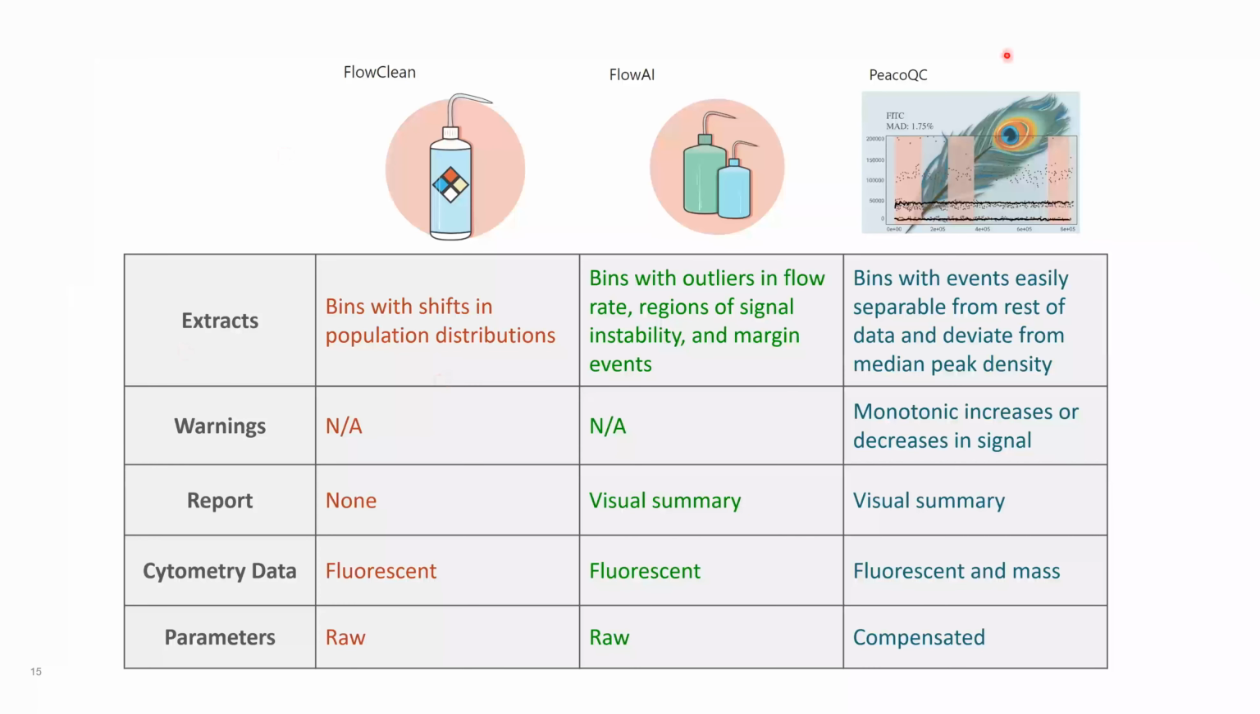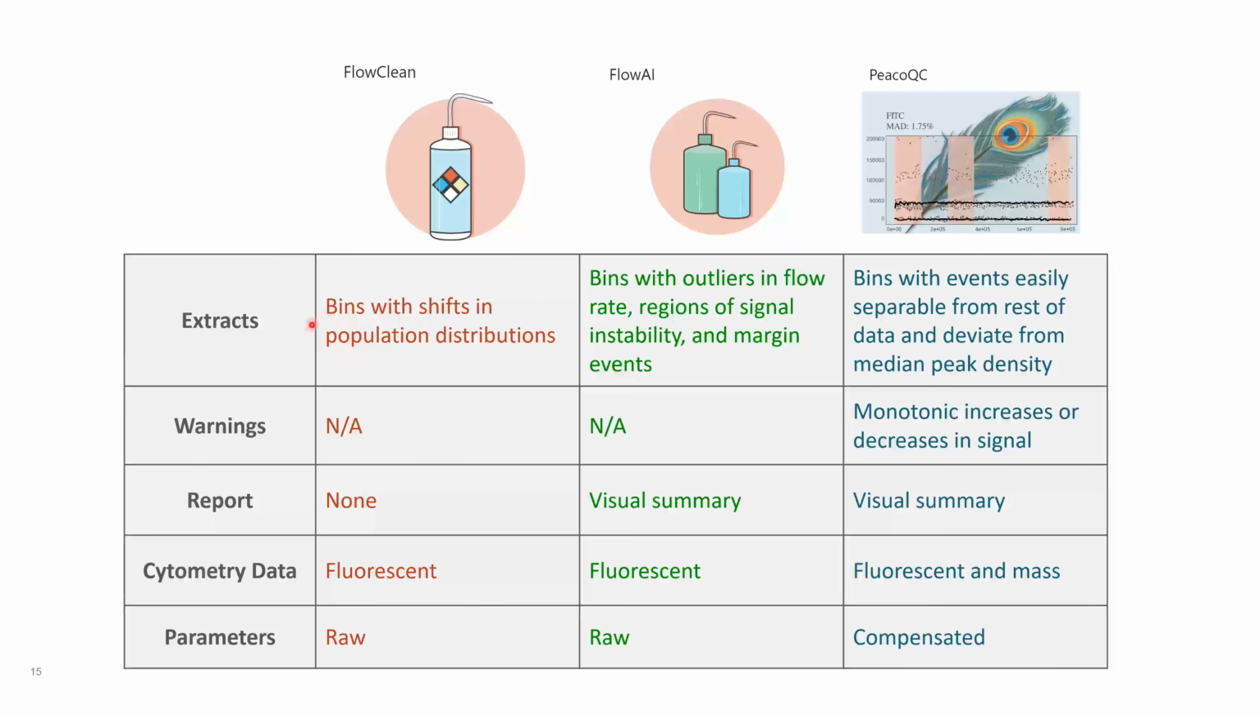All right, and so here's just a quick snapshot, again, looking at all the different tools on the exchange and really how each of them operate, what each of them can provide for you. That way you can make an assessment of which one's going to suit your needs. A reminder that in addition to Peacock, which we talked about today, we also have FlowClean and FlowAI. And they're different in their extraction methods.